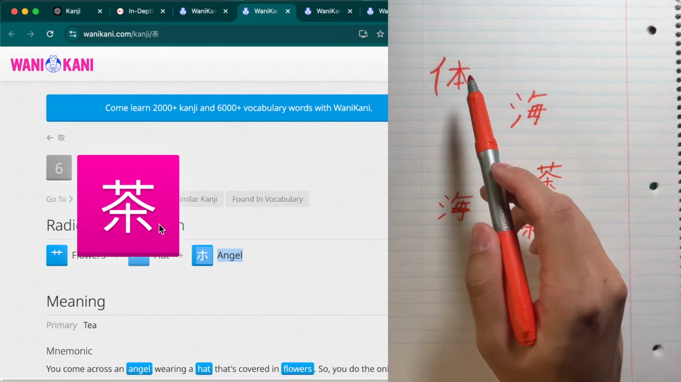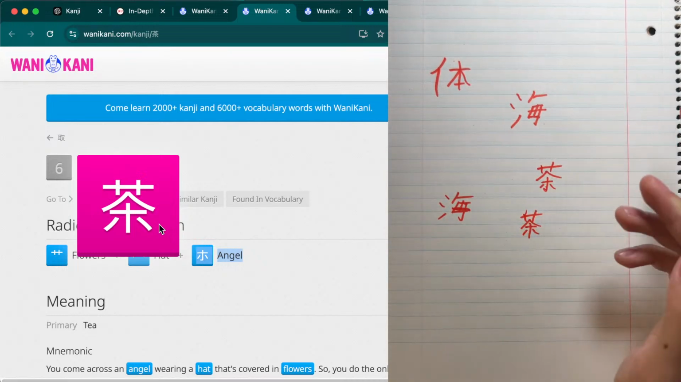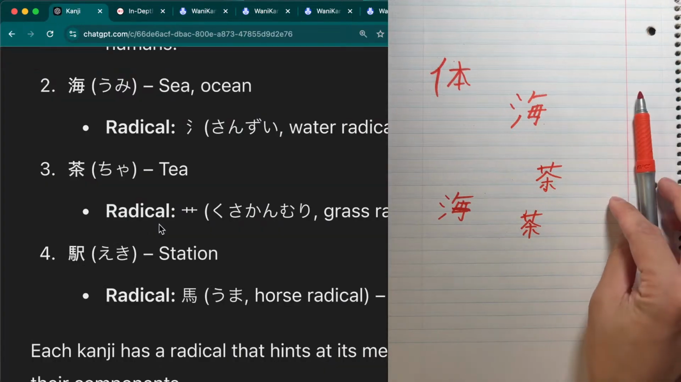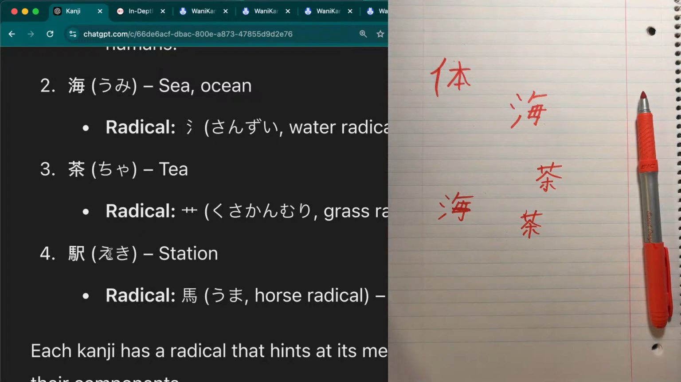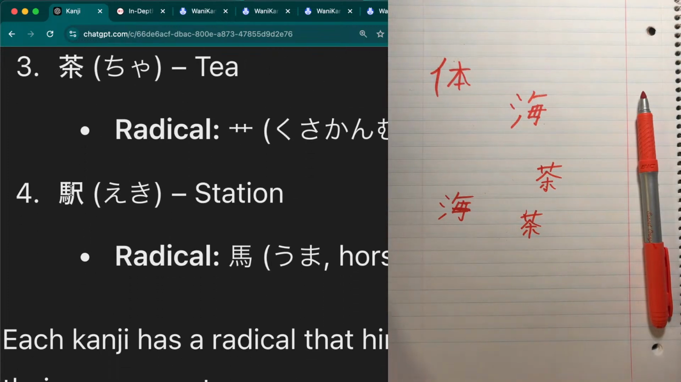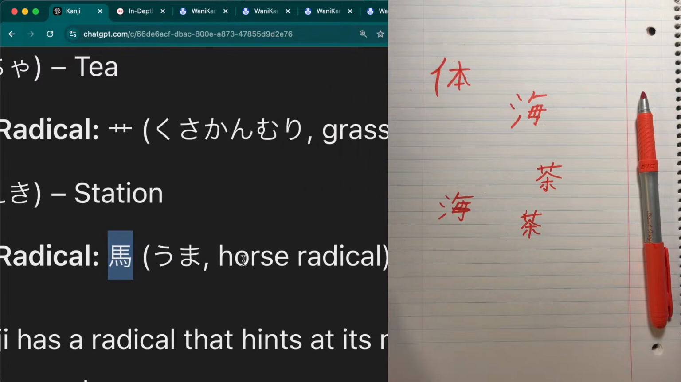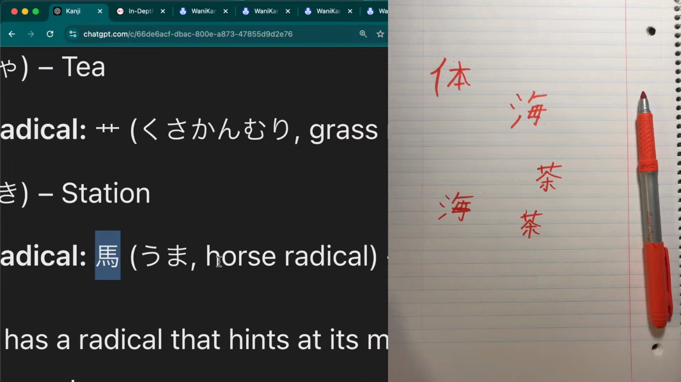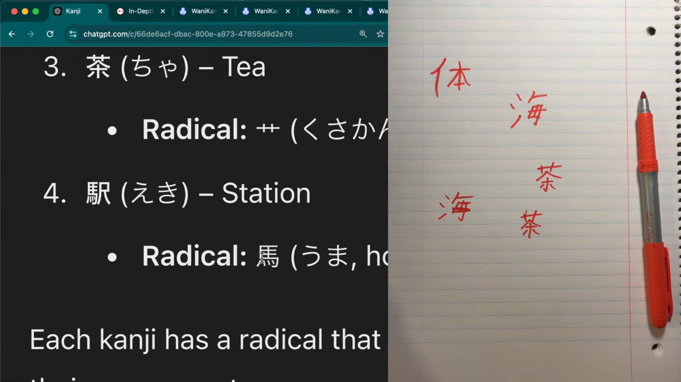Then we have umi, karada, and one more, eki. So I see eki a lot, but I've never written it before, so this is going to be my first time trying. There's a radical right there which means horse, uma. Historically related to horses and transportation. Got it. I always thought this character was really cool. I've played Chinese chess and this character was one of the pieces. I think it was written slightly differently though.